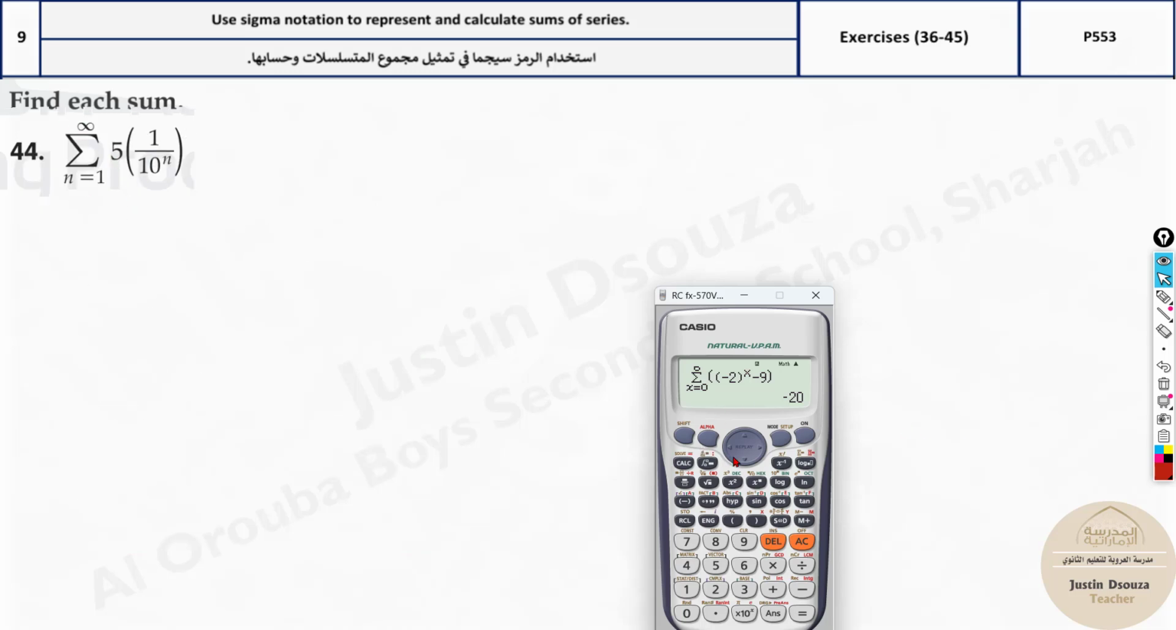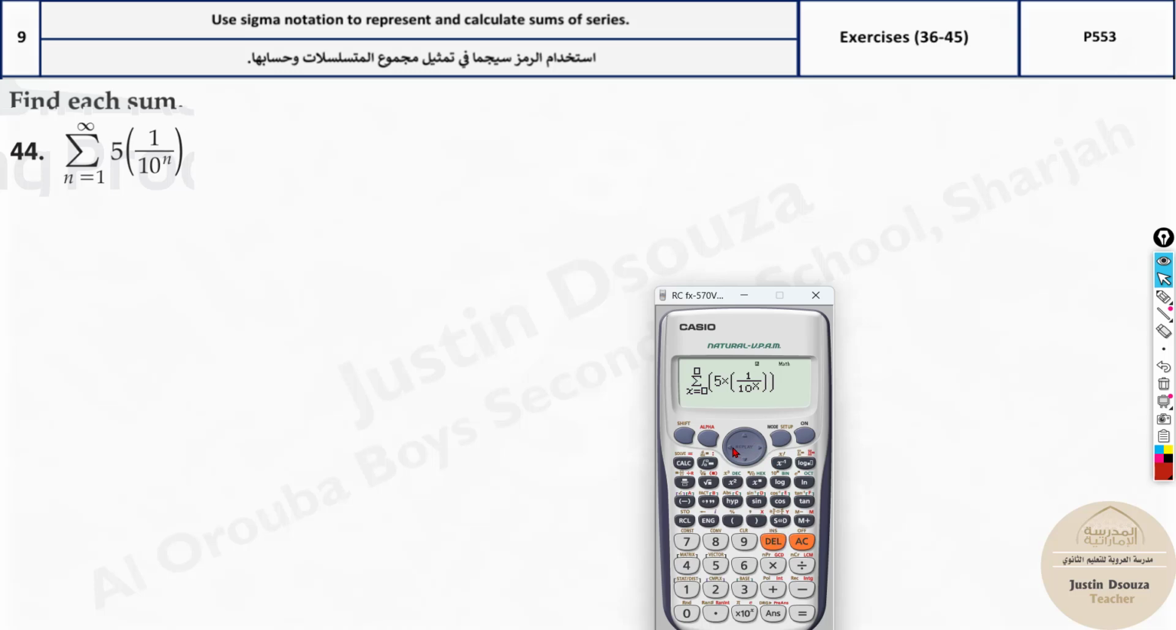Let me just do this one. What if there's infinity? Type the question as it is. You can't type infinity in your calculator, right? But there is a way to get the answer. 1 divided by 10 to the power x, close the bracket, because there's one already open and now another one was opened by you, so you need to close it properly.